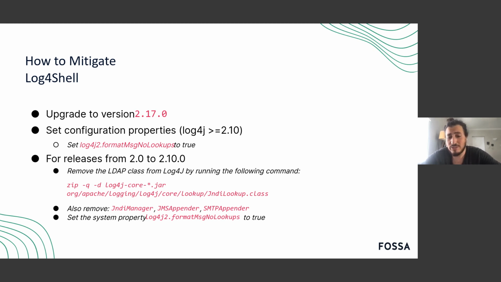If you're on Log4j 2.10 or above, you're going to have different steps to take to protect yourself than you would if you were on 2.0 through 2.10. As mentioned in the demonstration earlier, you can just set Log4j2 format message no lookup to true, and that will protect you from having the interpolated values be executed. If you're on 2.0 to 2.10, there are extra steps you need to take to remove LDAP from actually being accessed at runtime, and also prevent any interpolation of values.